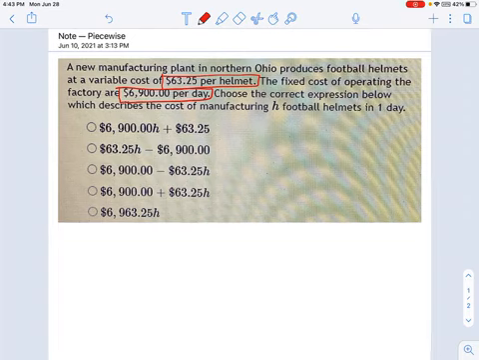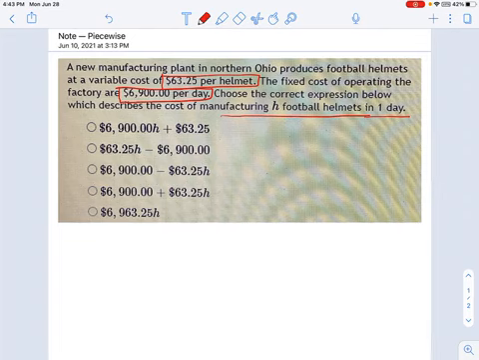That's your fixed cost. And it wants an expression or an equation which describes the cost of manufacturing H football helmets in a day. So remember how costs work. If you have a fixed cost, that's just plus some number, in this case 6,900. If you have a variable cost, that's usually a cost that's multiplied against a variable.